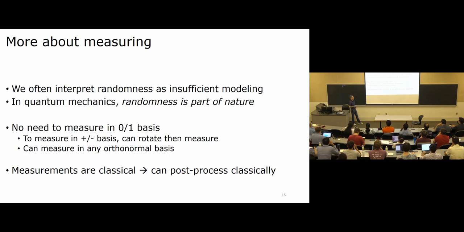Suppose you want to measure in another basis, like the plus-minus basis. What you can do is rotate the plus-minus basis to 0-1, perhaps using the Hadamard or something related to the Hadamard. After you do that, you're now in the 0-1 basis, and you know how to measure there. That's what we saw in the previous slide. And it's not just the plus-minus basis. For any pair of orthonormal vectors, you can measure by first rotating from that pair to 0-1 and then measuring in 0-1. So you can measure along any orthonormal basis that you want. And the measurements are classical: zeros and ones. Therefore we can do post-processing in the classical world, including, for example, accounting for the fact that a lot of these hardware devices are noisy.